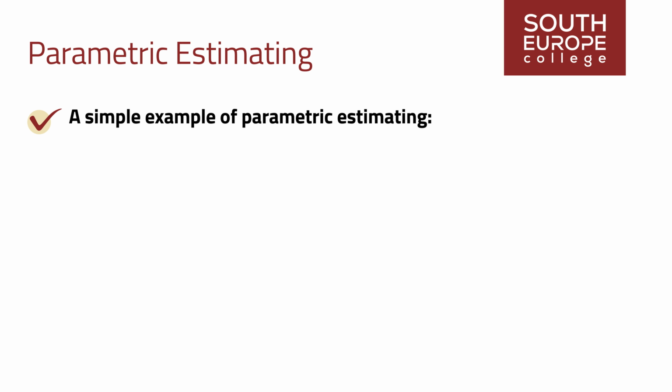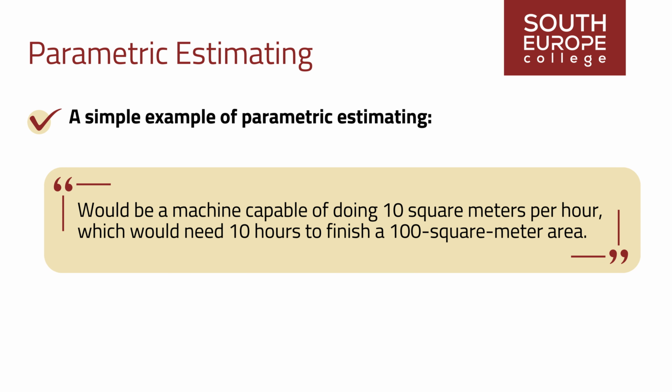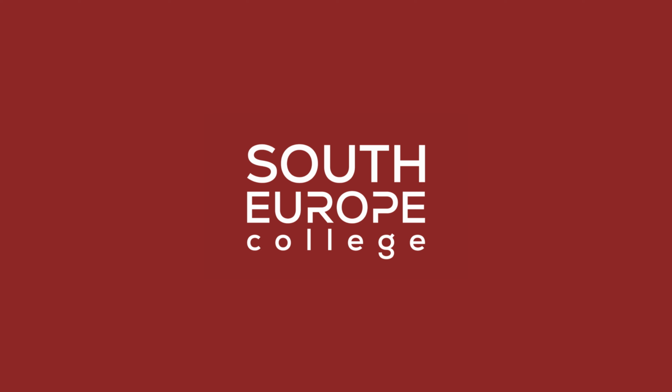A simple example of parametric estimating would be a machine capable of doing 10 square meters per hour, which would need 10 hours to finish a 100 square meter area. This is the end of this segment of our lesson. In the next segment, we shall continue discussing estimating resources.